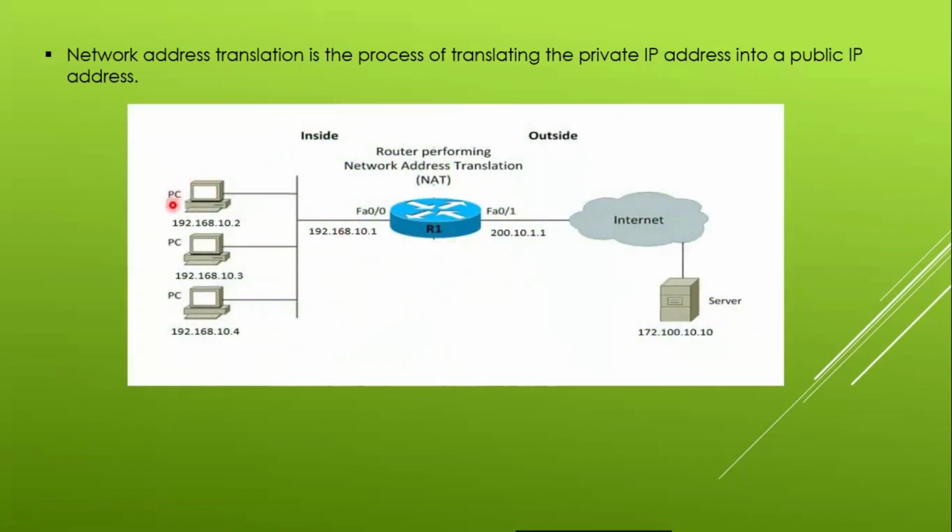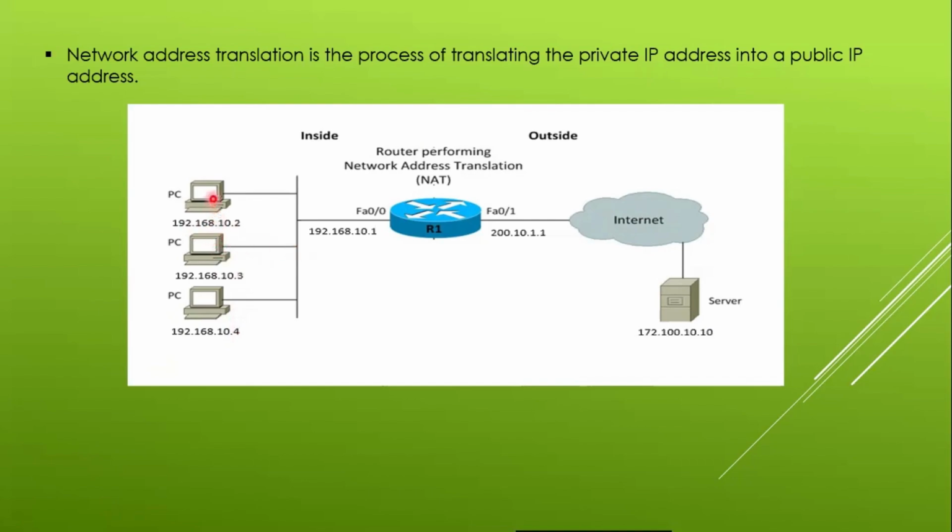So let's say this is a local network. For this network, the gateway is 192.168.10.1. Therefore, 10.1 is the gateway for this local network. And the networking devices also have IP addresses 192.168.10.2, 10.3, 10.4. Those are the private IP addresses.